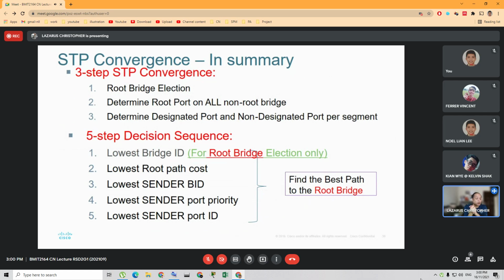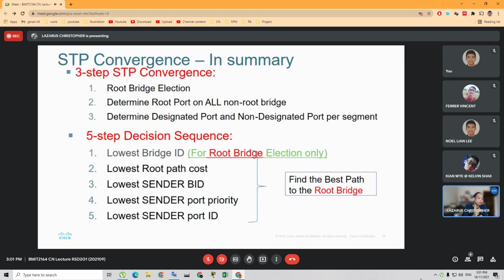Because it takes time for the BPDU to flow in the network and for the switches to retrieve and check it, there's a slight delay from when the switches start operating until they settle. We call it converge. Converge means all switches got all the information and they all did the election, so everything is settled. So three steps: root bridge election, root port determination on all the non-root switches, and once you get the root port, we can decide the designated port.